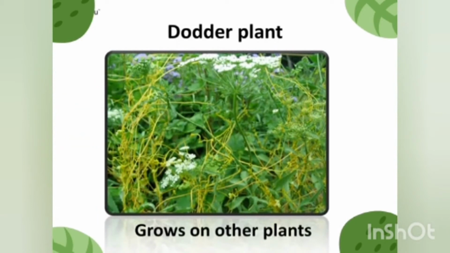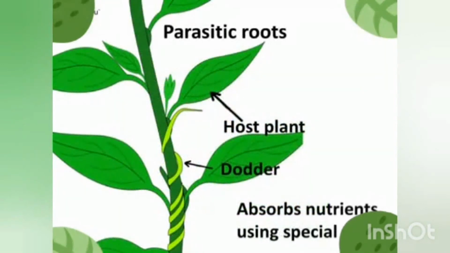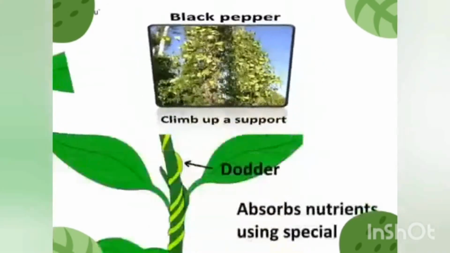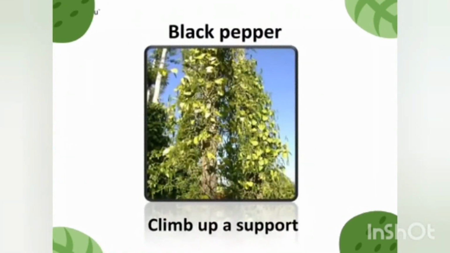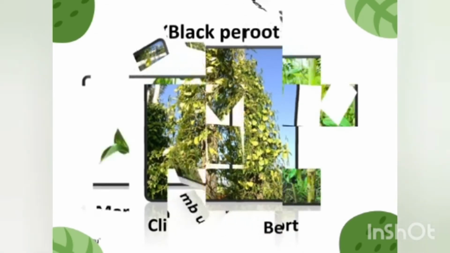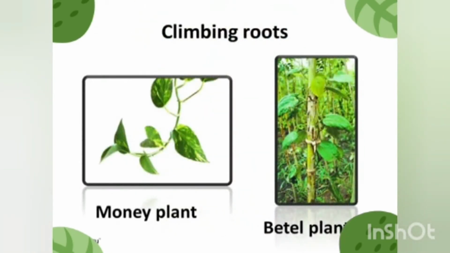Few plants, like this Dodder plant, grow under other plants. You know, the Dodder plant absorbs the nutrients from the host plant using the special type of roots which grow from their stem. These are called the parasitic roots. Some plants, like this black pepper plant, have climbing roots. These roots help the plants to climb up the support, which can be a tree, wall, etc. Even the money plant and the beetle plants have climbing roots.